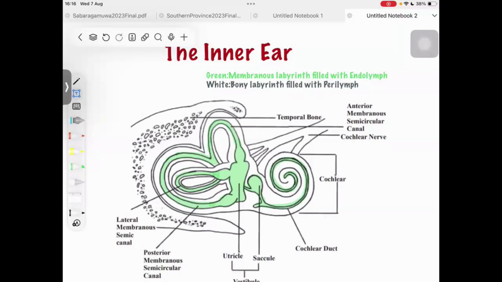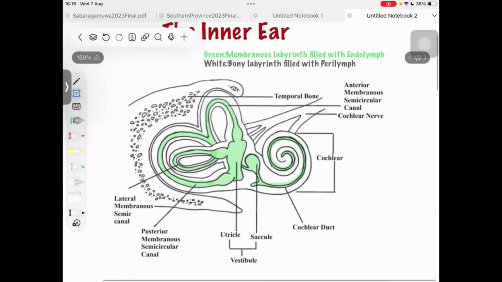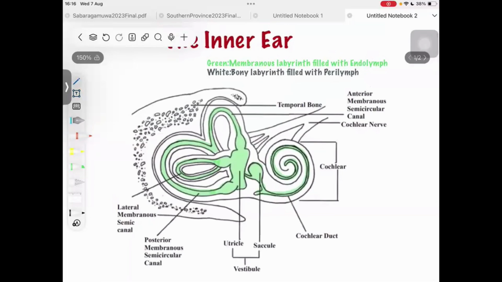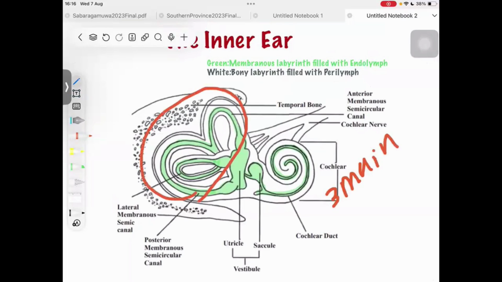So first of all, in the inner ear also there are three main regions. What are those regions? The first region is the semicircular canals, as you can see, right? And you can see an expanded part over here with two sacs. That is the vestibule, right? This part is called the vestibule. And also here you can see a coiled structure. We call it the cochlea, right? So basically, these three main regions play a major role in the functions of the inner ear. So let's see what this vestibule is.